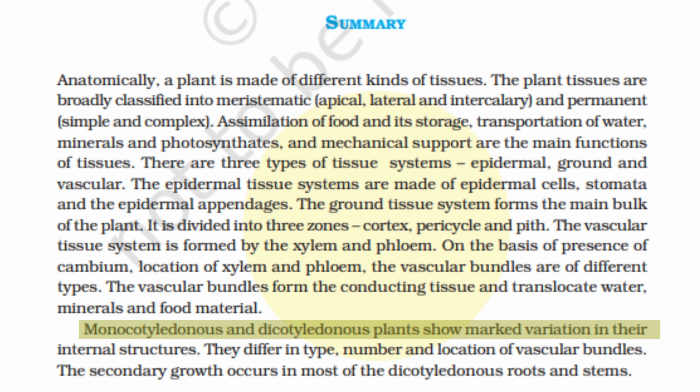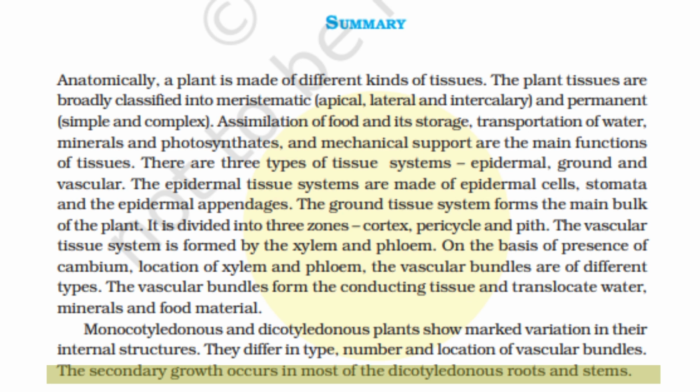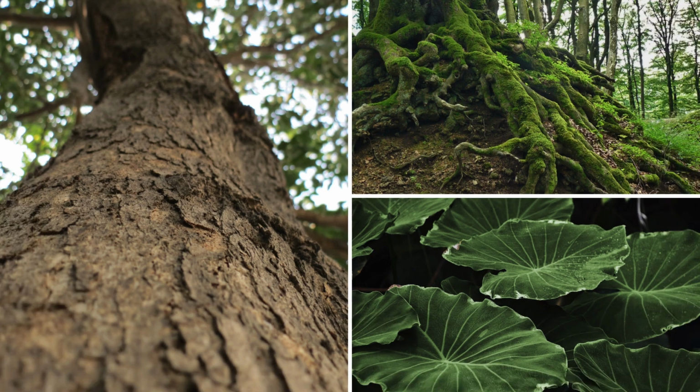Monocotyledonous and dicotyledonous plants show marked variation in their internal structures. They differ in type, number, and location of vascular bundles. The secondary growth occurs in most of the dicotyledonous roots and stems.